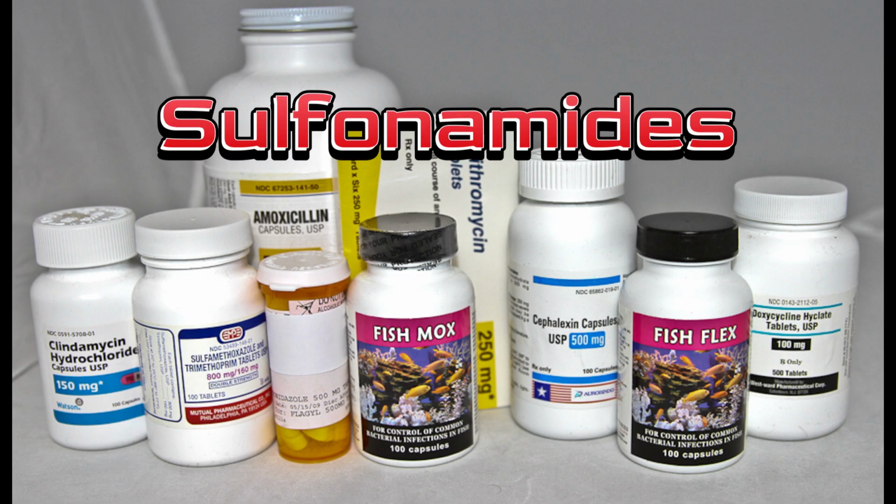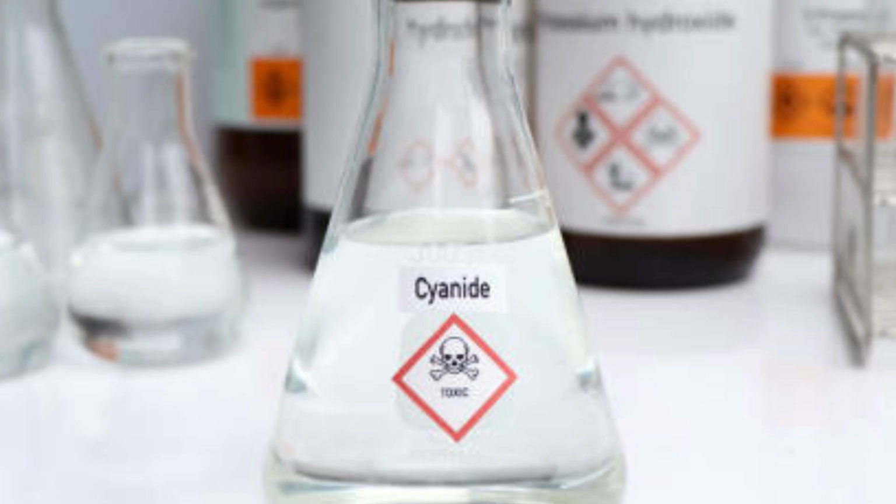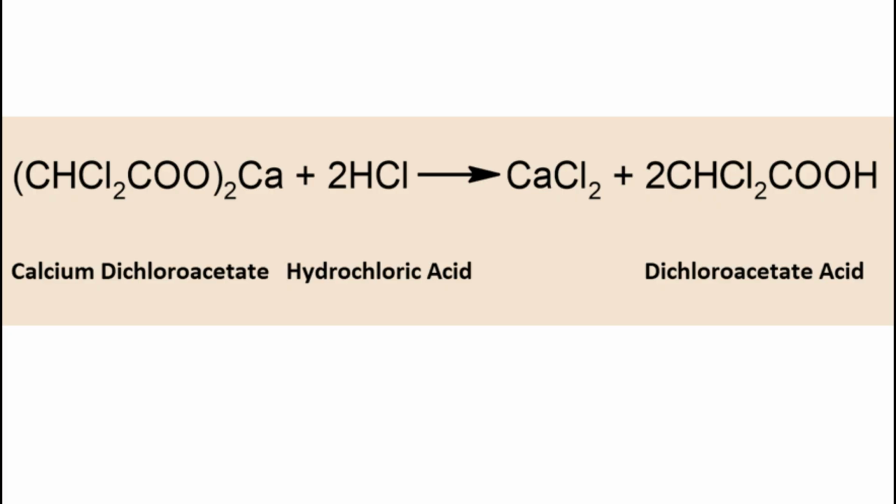Its esters are used in organic chemistry to obtain glyoxylic acid and sulfonamides. The first step is to convert chloral to calcium chloroacetate with carbonate and sodium cyanide. Use extreme caution when handling sodium cyanide as it is a very poisonous compound. The second step to obtain dichloroacetic acid is to decompose the calcium salt by the action of hydrochloric acid.